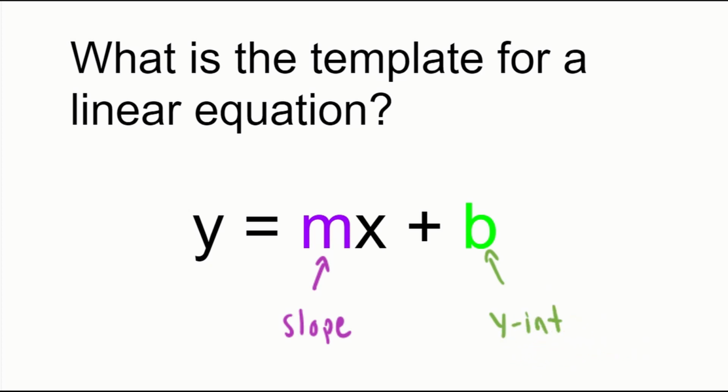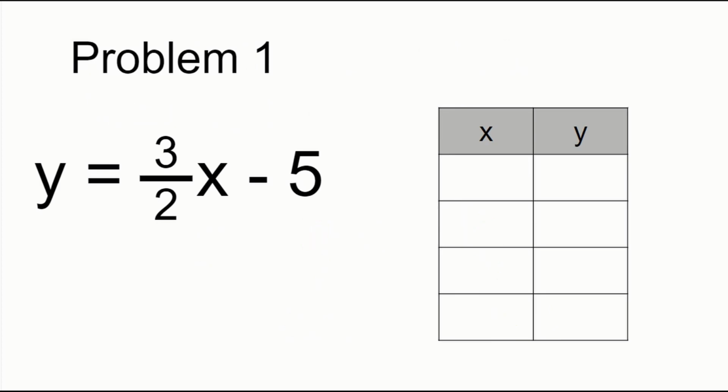In this video, we'll be looking at linear equations and writing a table, and then we'll go backwards where we look at the table and write a linear equation. Problem 1. Here we have the equation y equals 3 over 2x minus 5.